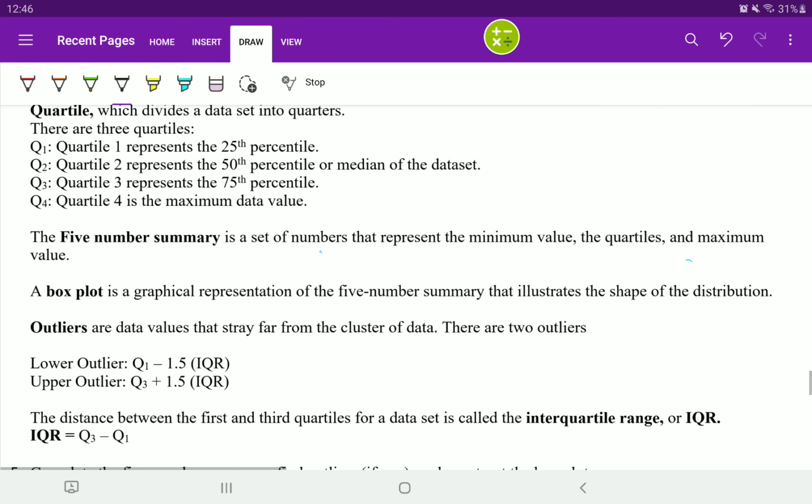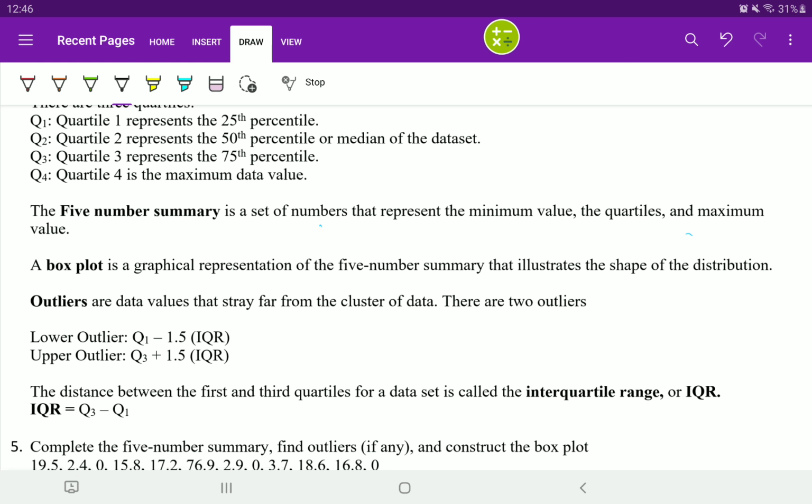We have something also called outliers. Outliers are data values that stray far away from the clusters of data. Basically, outliers are numbers that don't belong in the data set, numbers that are way too small or way too large to fit within the data set. Now, there are 2 types of outliers: a lower outlier and an upper outlier. And there's a formula to compute each outlier.